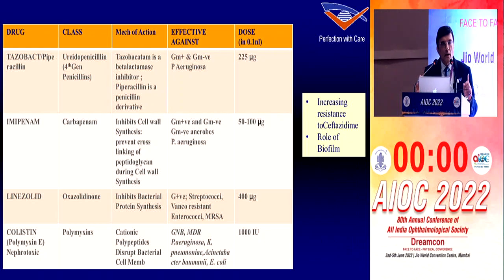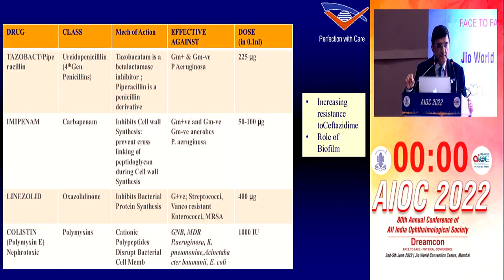Just to tell you, in India, 47% of the infections are by gram-negative. Most are still by gram-positive. This is not what the EVS said. The Indian situation is different. We have to use one antibiotic for positive, one for negative.